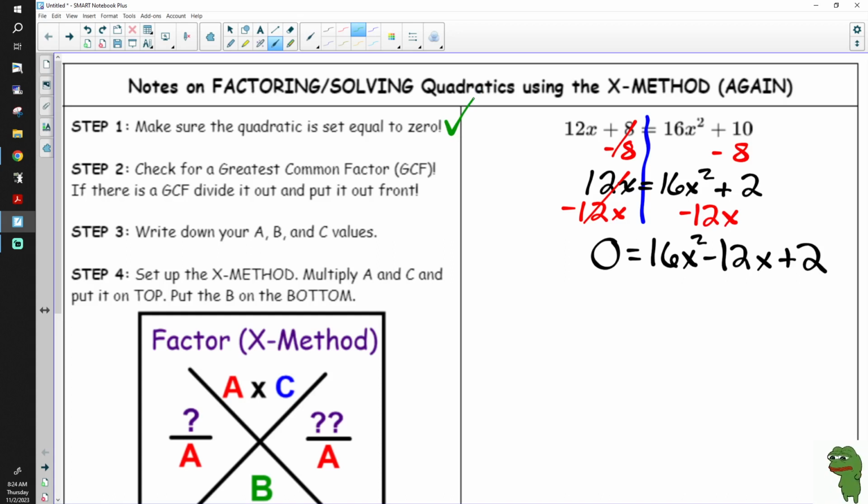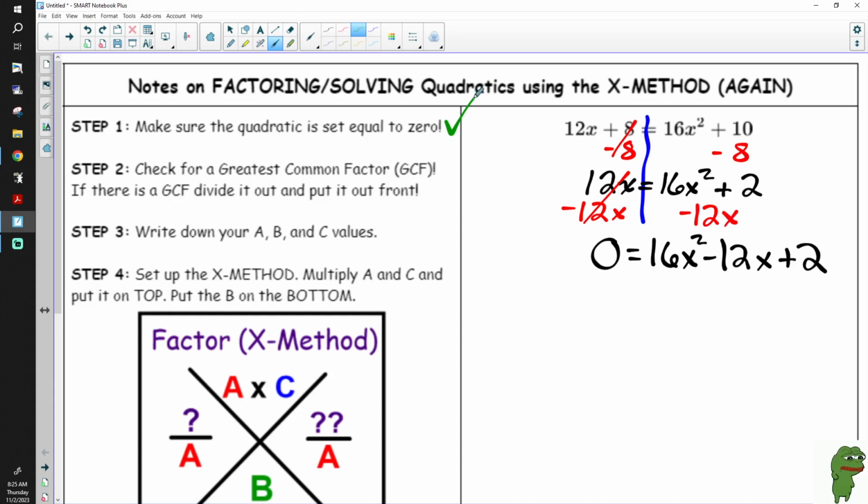Figure out if you have a greatest common factor. The greatest common factor is the largest number you can divide all of your numbers by. 2. 2 is our greatest common factor. You can divide 16 by 2, 12 by 2, and you can divide 2 by 2. There isn't any number bigger than 2 that you can divide them all by. Now, sometimes there will not be a greatest common factor, and you don't have to worry about it. Sometimes there will be. In this problem, we can divide everything by 2.